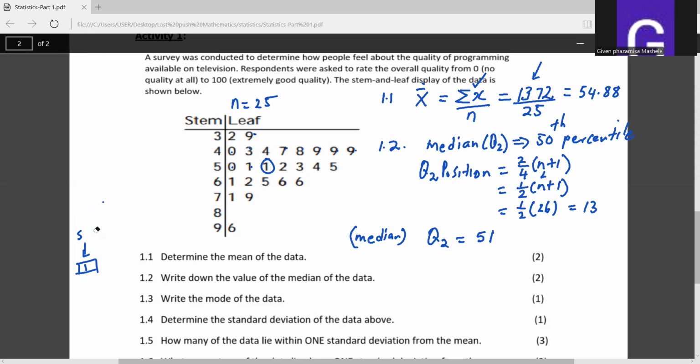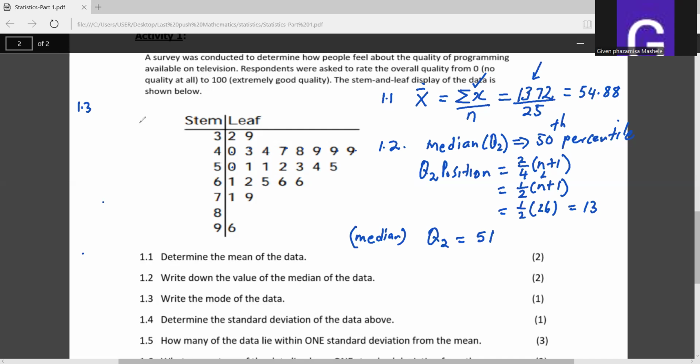The next question says, write down the mode of the data. Remember, you cannot calculate quartiles, particularly quartile 1, quartile 2, which is the median, and quartile 3, if you have not arranged the numbers from smallest to highest. Right. Then now, the next one, it says 1.3.